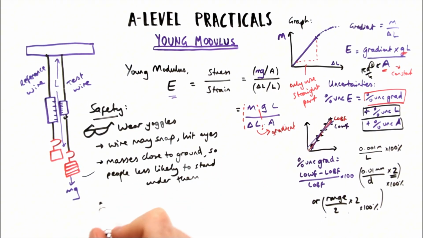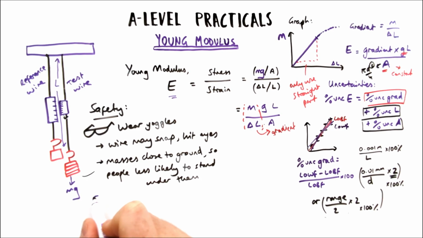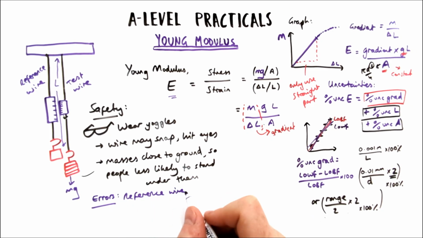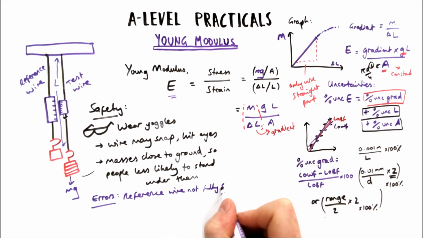In terms of errors in this practical, the main one is just making sure the reference wire and the test wire are put under some stress originally with some masses on the end to make sure they're fully straight. Sometimes the wire can continue moving because it's actually straightening out rather than due to the extension on it.